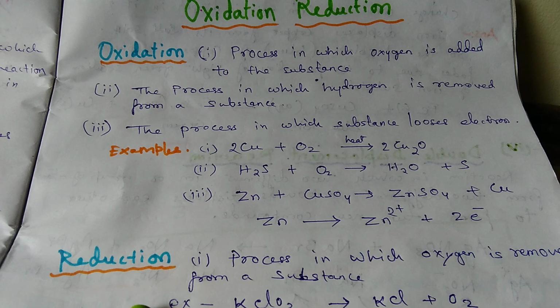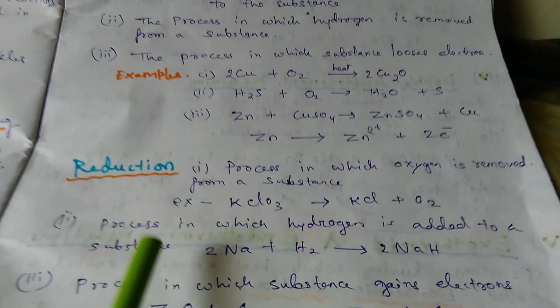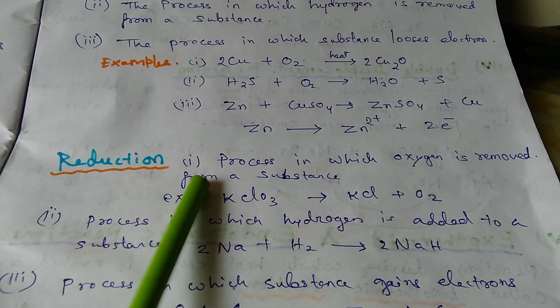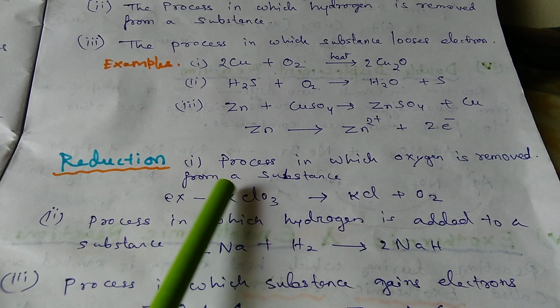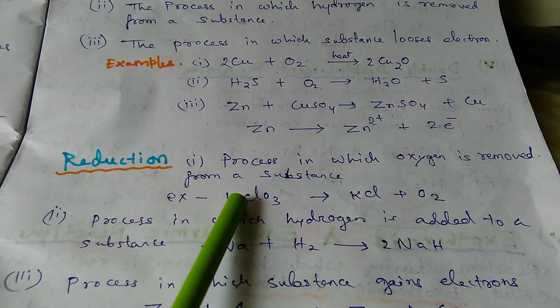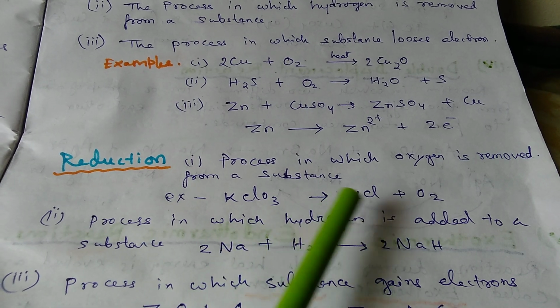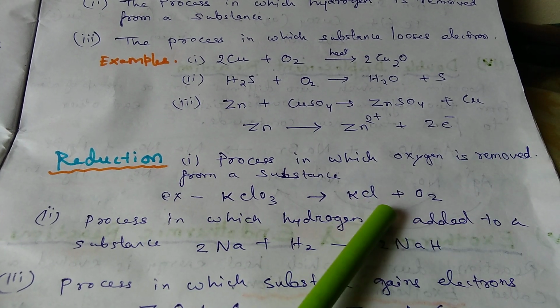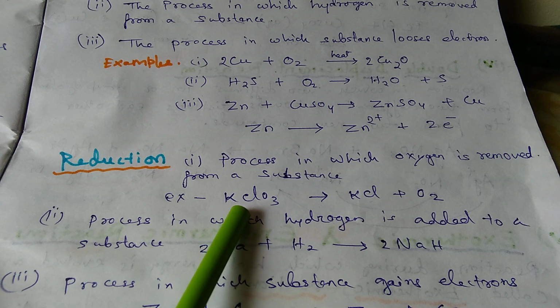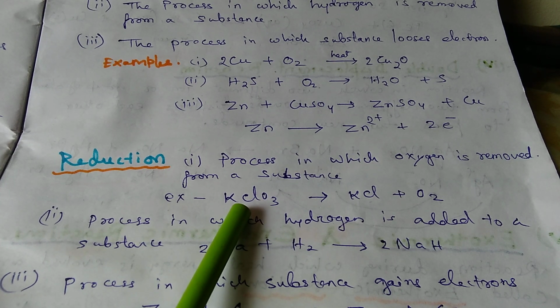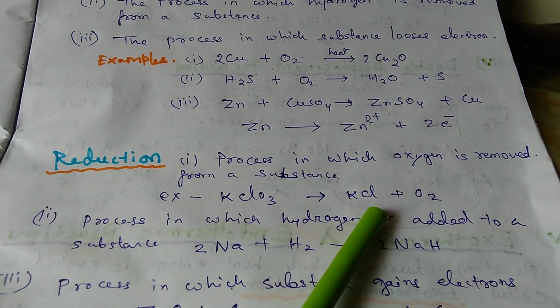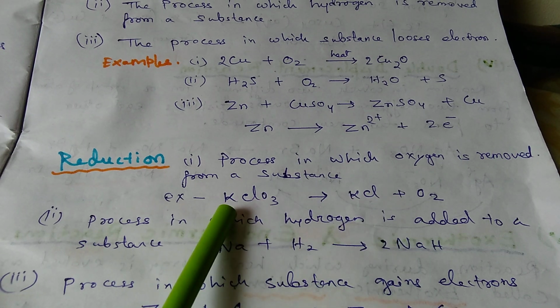Now the next is reduction reaction. Here also there are three cases. First case, process in which oxygen is removed from a substance. For example, when we heat potassium chlorate KClO3, KCl and O2 are formed. Here we can see oxygen is removed from potassium chlorate KClO3 to form KCl. So this is a reduction reaction.